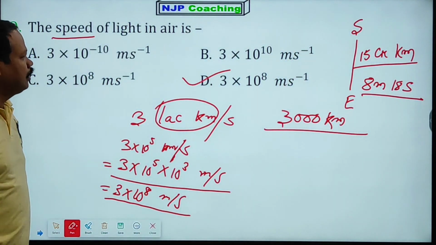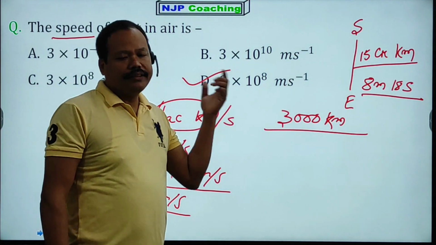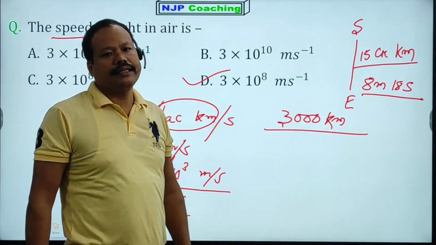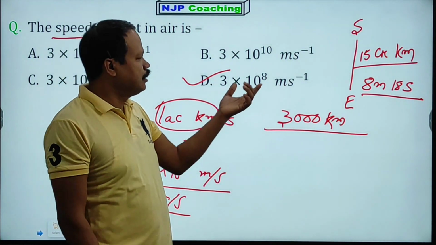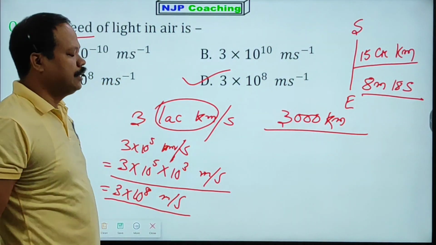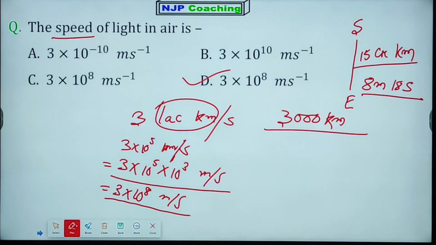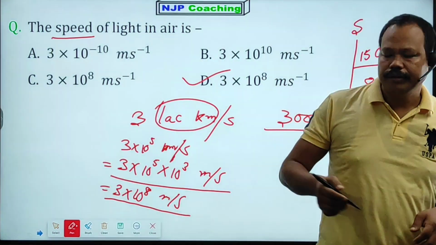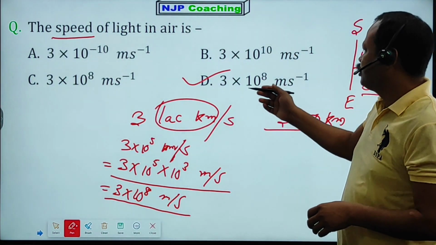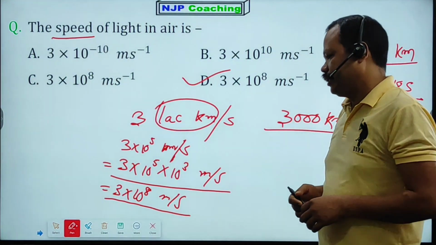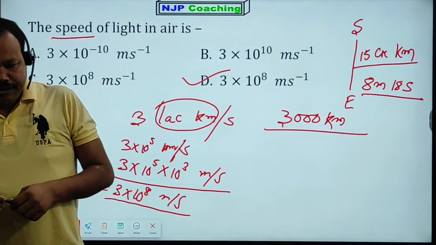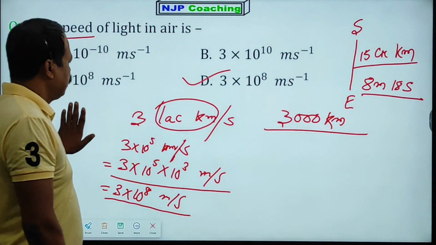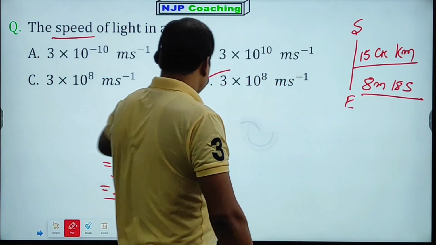Since it can travel in 1 second 3 into 10 to the power 8 meter per second, or 3 into 10 to the power 5 kilometer per second, 3 lakhs kilometer. Okay. Anyway, the answer is the speed of light is 3 into 10 to the power 8 meter per second. Always remember this. In vacuum also, the speed of light is 3 into 10 to the power 8 meter per second. So, we will need this figure to do mathematical sums.